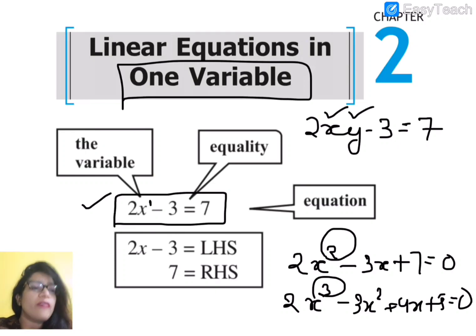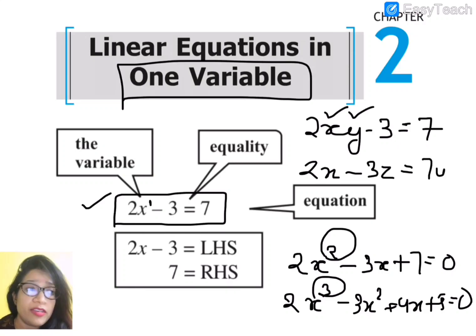Or I would have written something like this: 2x minus 3z equal to 7y. Can you tell me how many variables are here? Yes, it is having 3 variables. So, again I am repeating the topic. The topic is linear equations in one variable.